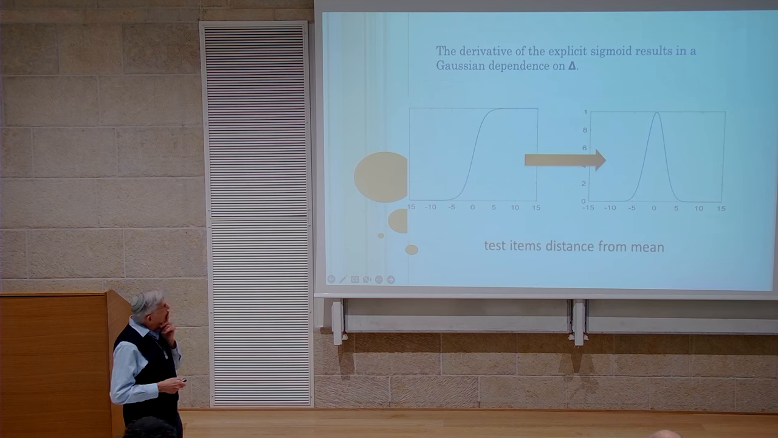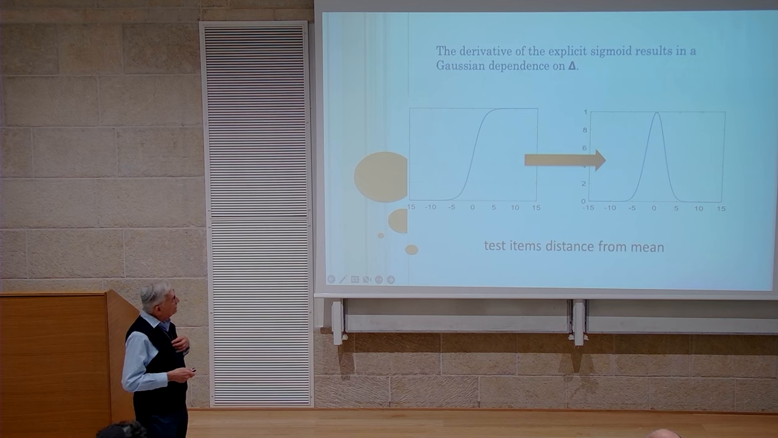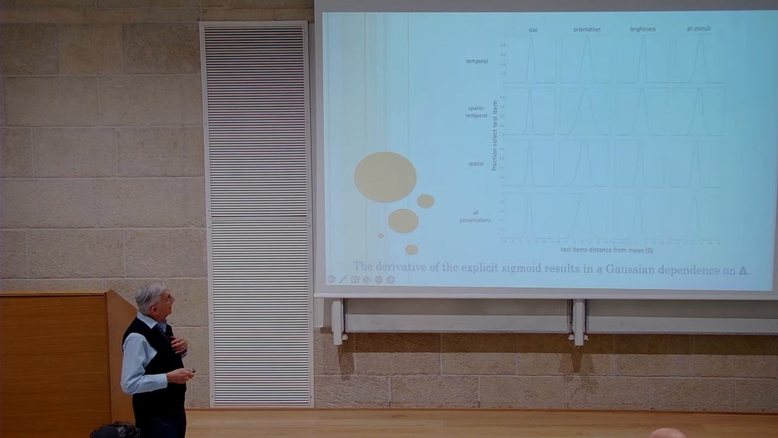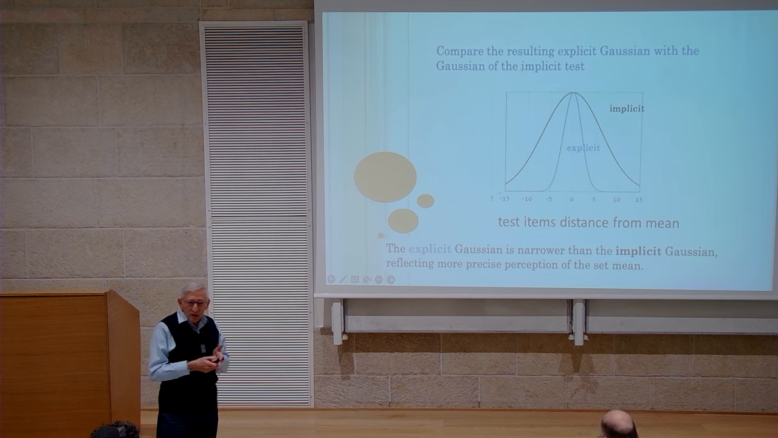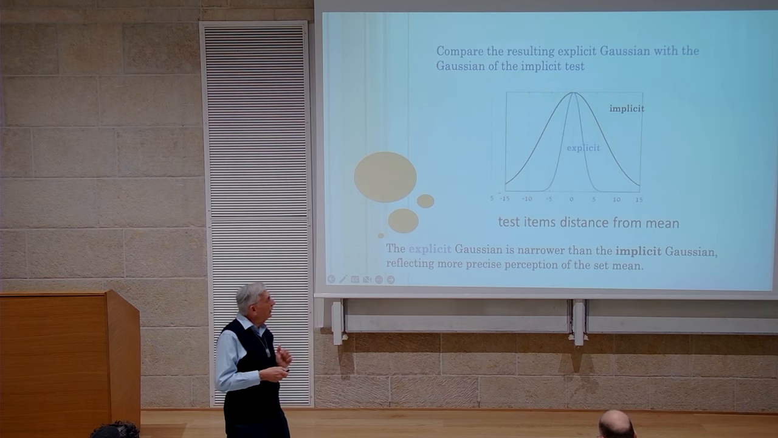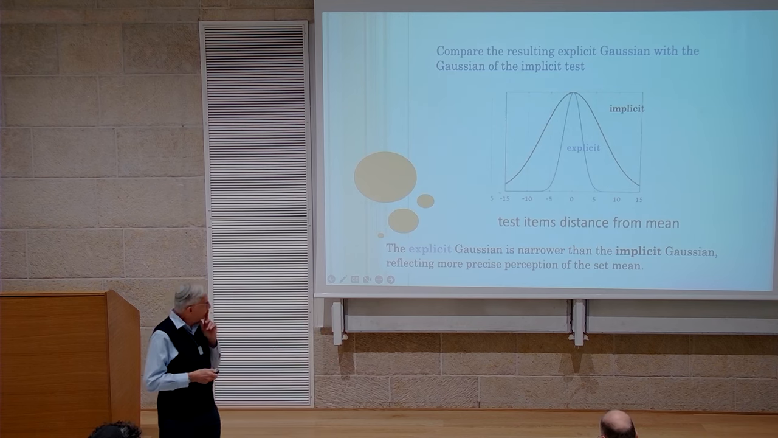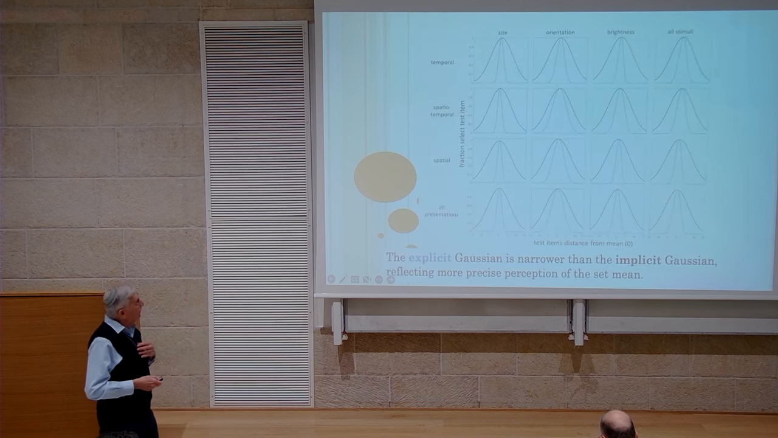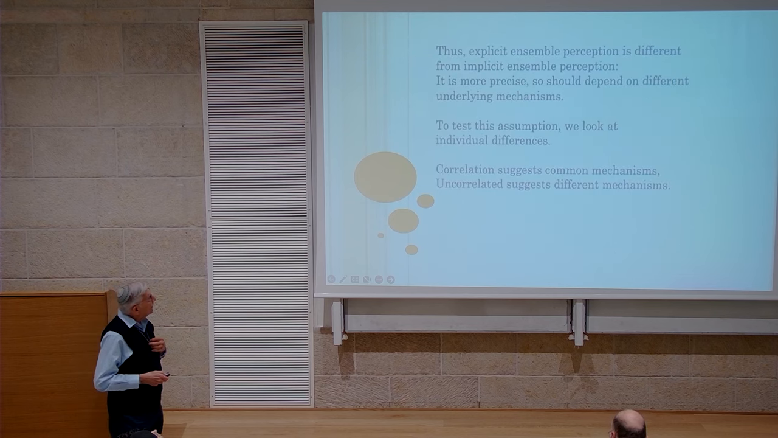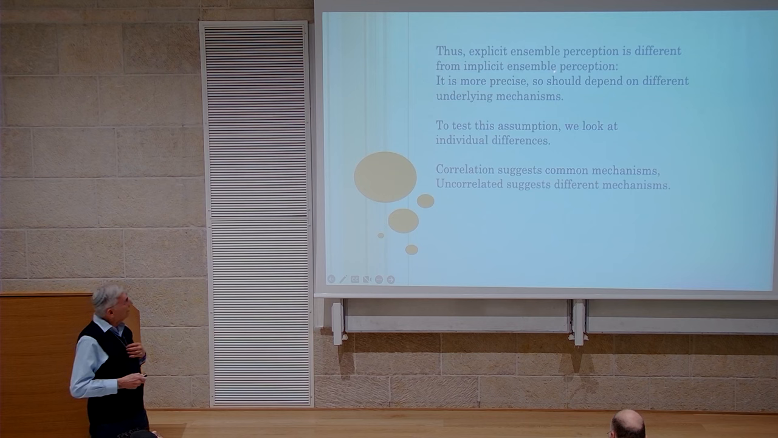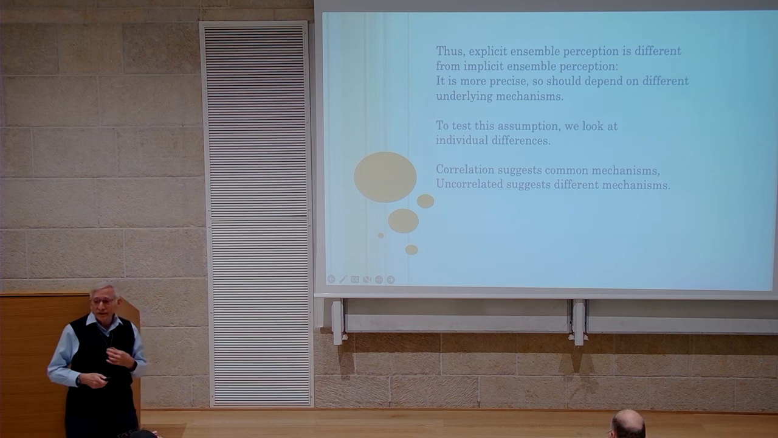Okay. Now, again, the derivative of the explicit sigmoid results in the Gaussian, so we can translate this sigmoid into a Gaussian, and we get the Gaussian for size, orientation, brightness, etc., and we can compare it to the implicit, and it's a narrow Gaussian. So just like we say that there's a sharper sigmoid, there's also a narrower Gaussian, and that's true, once again, for all the parameters. Okay, so in summary, for size, orientation, brightness, the dependence on the difference of the distances of the images from the mean is sharper for the explicit than for the implicit, and the same with the Gaussian. Thus, explicit ensemble perception is different from implicit ensemble perception. It's more precise, so it should depend on different underlying mechanisms.